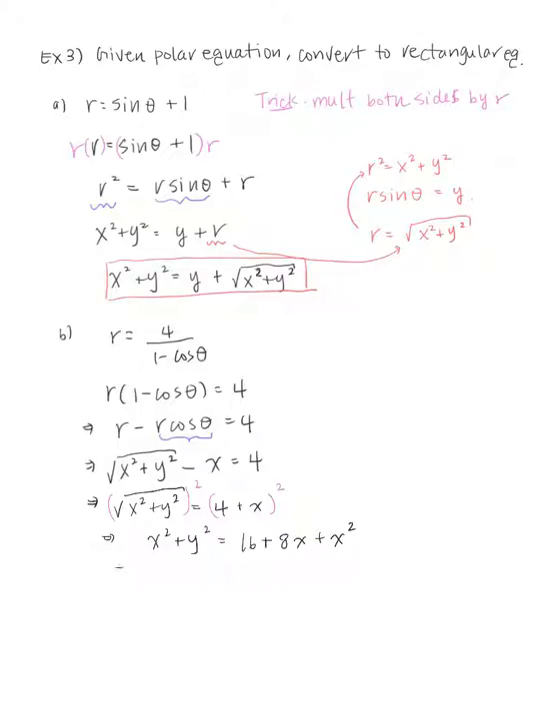Alright, so that implies that I'm going to subtract x squared from both sides. Then what we're going to get is y squared equals 16 plus 8x. Which implies that y squared is 8 times x plus 2. So I'm going to keep this for our final answer. Okay, I'm going to stop here, but if you have any questions, please let me know.